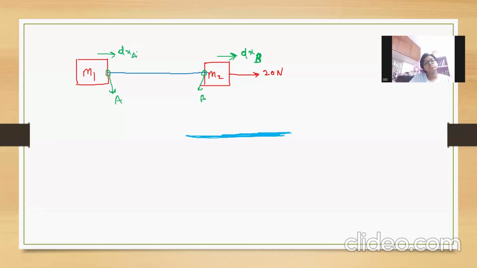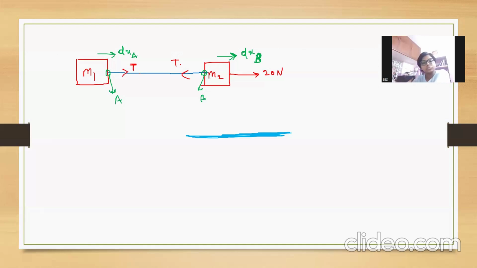When M1, M2 move, these points A and B will move. Just understand what I'm saying. This string is going to apply tension on this M2. In which direction? Like this, in this direction it will pull. Similarly, this string is going to apply tension on this M1 like this.